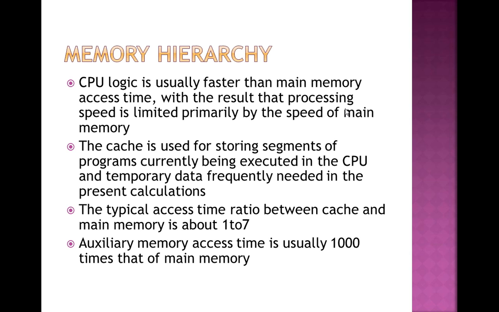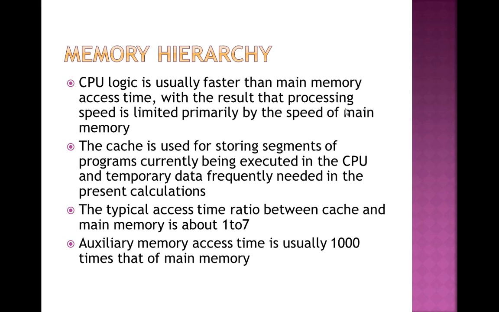Then the second point says the cache memory is used for storing the segment of the program currently being executed by the CPU. That is, the cache memory is the internal memory that is attached to the CPU and used for storing the segments of the program, that is parts of the program currently being executed by the CPU, or that require frequent temporary results, frequent information, present calculation, or high-speed calculation.